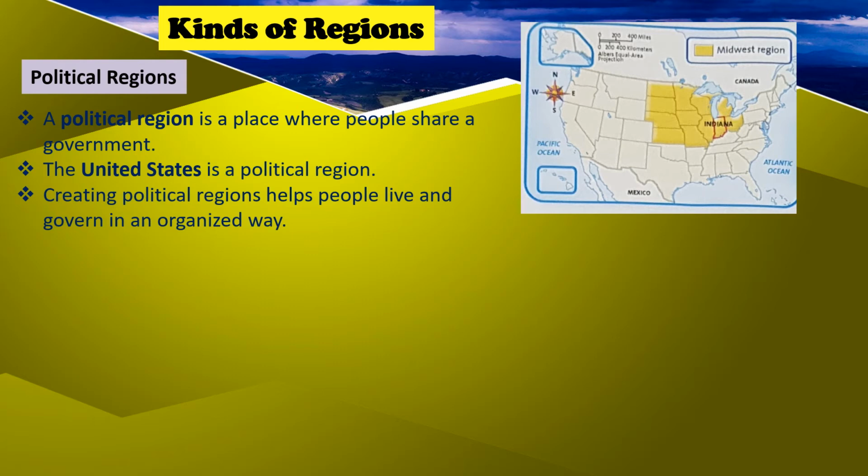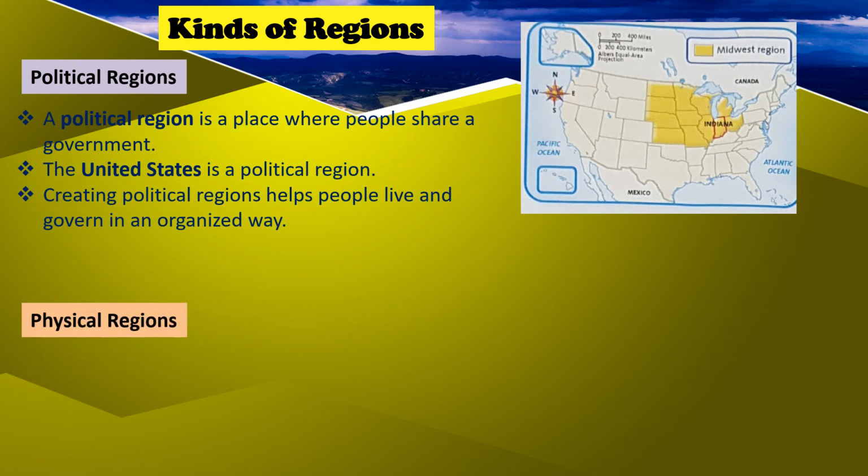Every state, city, and town is a political region. The United States is also a political region. Creating political regions helps people live and govern in an organized way. So all the people who live in a city follow the same local laws and have the same city leaders. They also know exactly where their city begins and ends. A city's boundaries or borders are set by law.